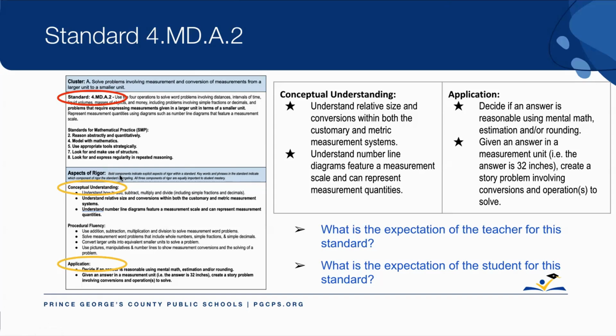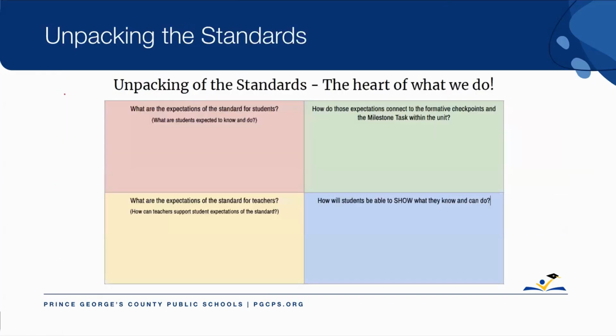Please note, the bold components indicate explicit aspects of rigor within a standard. Keywords and phrases in the standard indicate which component of rigor the standard is targeting. All three components of rigor are equally important to student mastery.